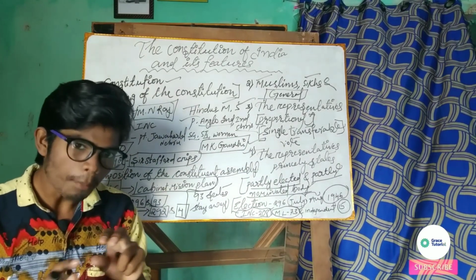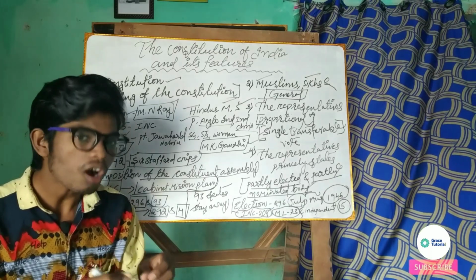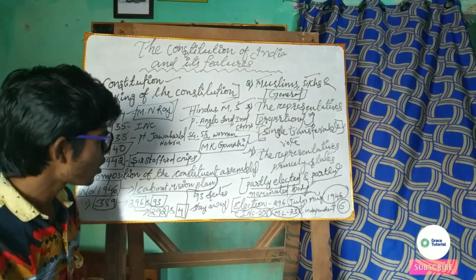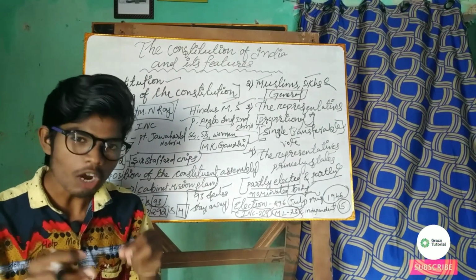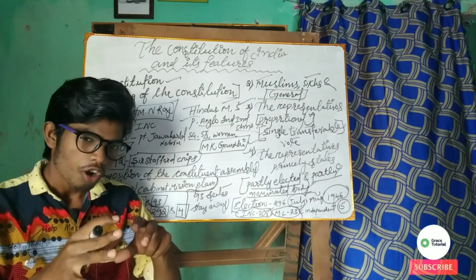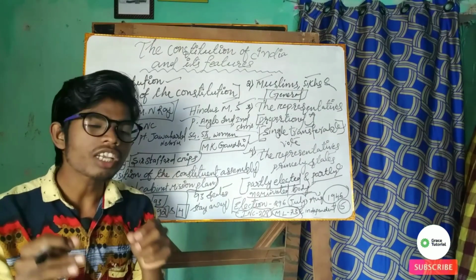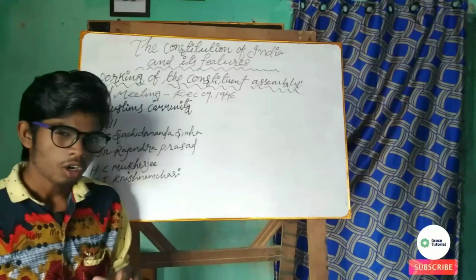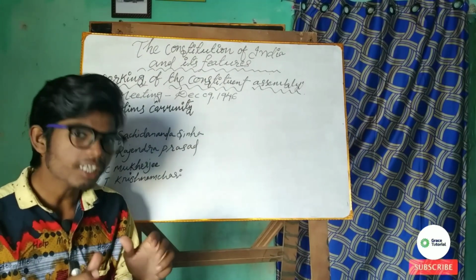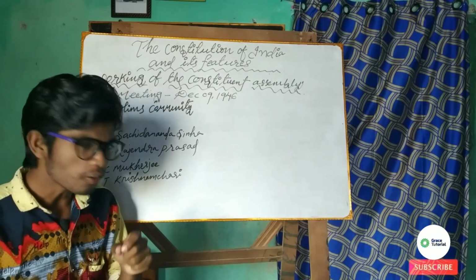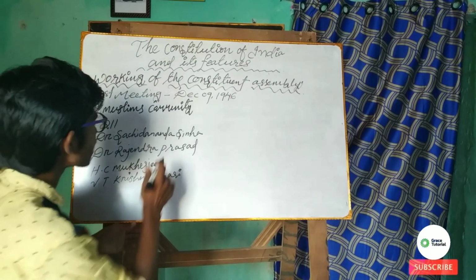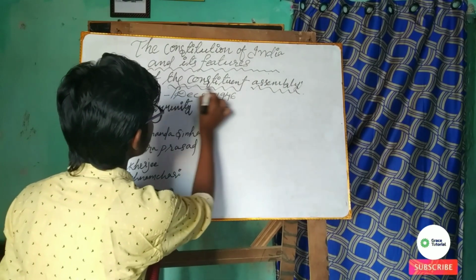So this is all about the composition of the Constituent Assembly. Now we will discuss the working of the Constituent Assembly. If we look at the working of the Constituent Assembly, the first meeting of the Assembly was started on December 9, 1946.